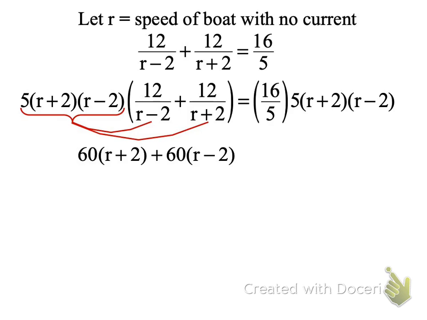I'm going to cross cancel these, and then we're really left with 16 times this. Right? So let's first say this is r squared minus 4. These two cross cancel. That's us multiplying 16/5 times that. And then we're left with 16 times r squared. We get 16r squared minus 64.